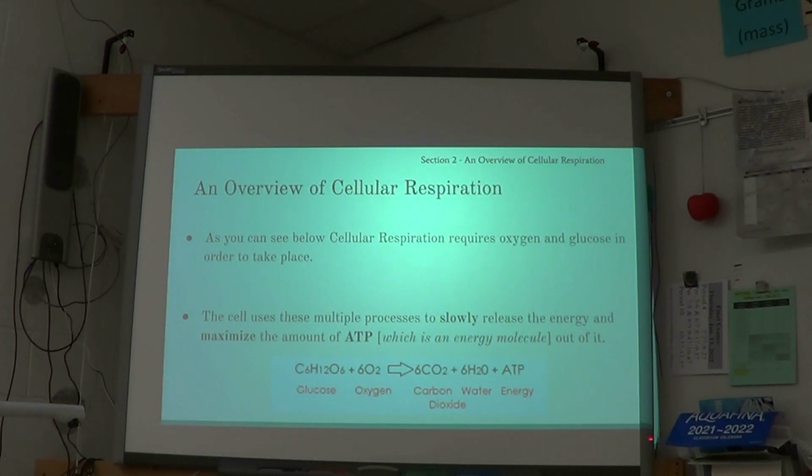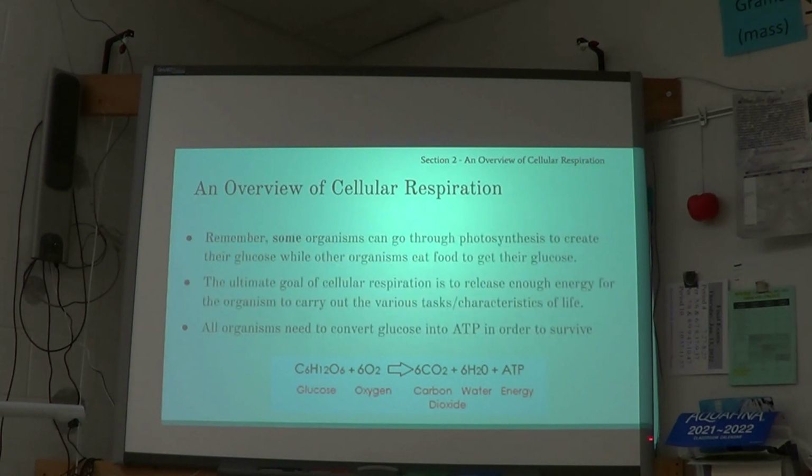Cellular respiration is the slow release of that energy so we don't have to constantly be eating food. Okay, we don't have to constantly be inputting all of that food.